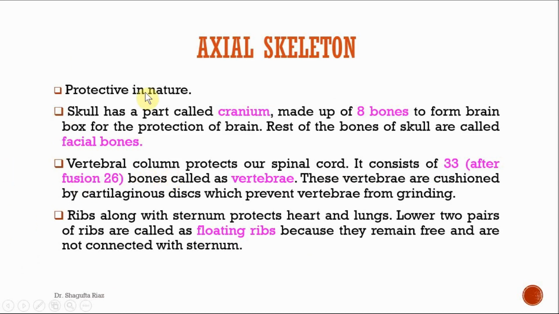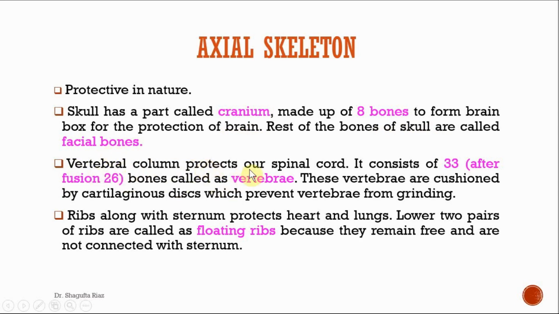It protects your body parts, which include the cranium, which is part of the skull. It is made up of 8 bones to form the brain box. The brain box is present in our skull to protect the brain, which is a very vital organ of our body. The rest of the bones of the skull are called facial bones, including the lower jaw, the mandible, right?